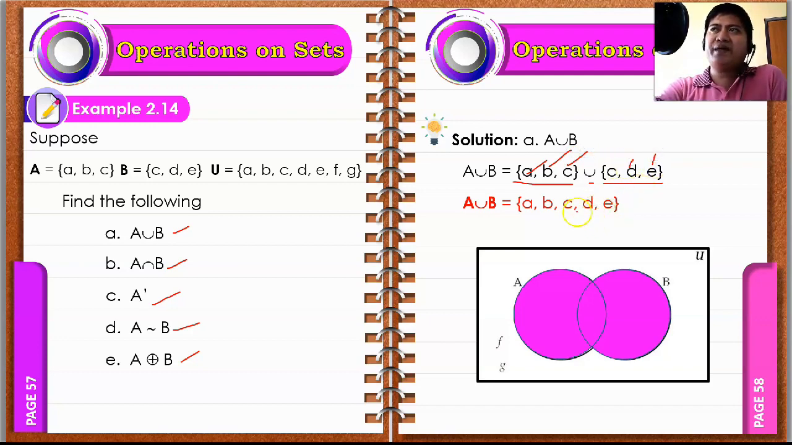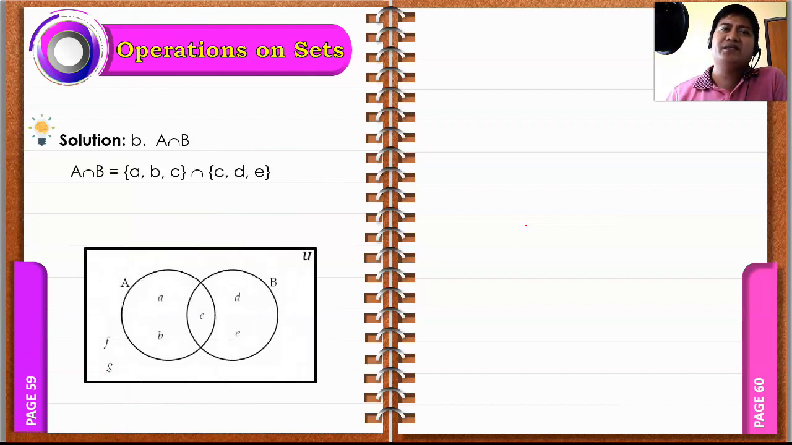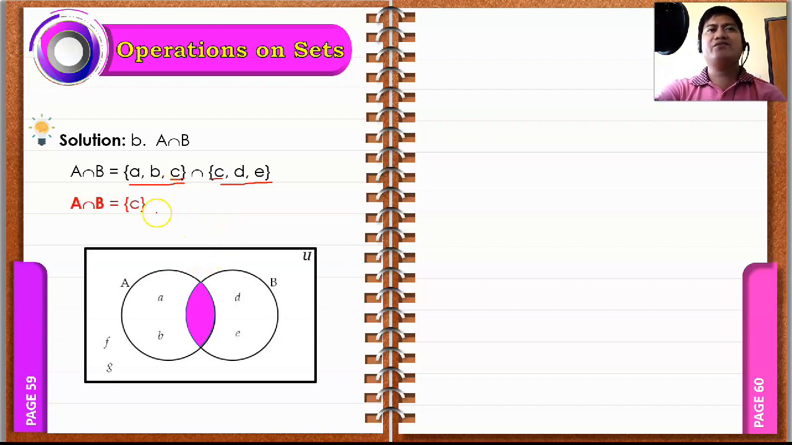So we will just combine all the elements of A and B. For the intersection of the sets, A intersection B, we have A, B, C and C, D, E, and we'll just get what is common to both A and B. So the common element is C. Therefore, this is the shaded area, and the answer is the set with the element C.